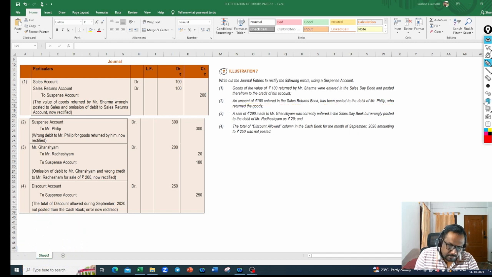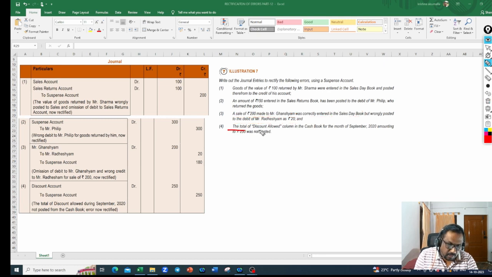Next, a sale of 200 rupees made to Mr. Ganasham was correctly entered in the sales day book. So the sales day book is correctly entered, but wrongly posted to the debit of Mr. Radhesham. Instead of Ganasham, we posted to Radhesham. But while posting to Radhesham, which is incorrect, the amount is also wrongly entered as 20. That is something which we need to rectify.